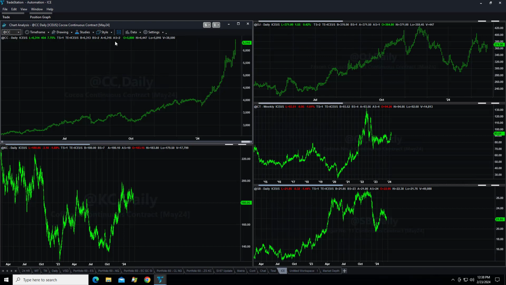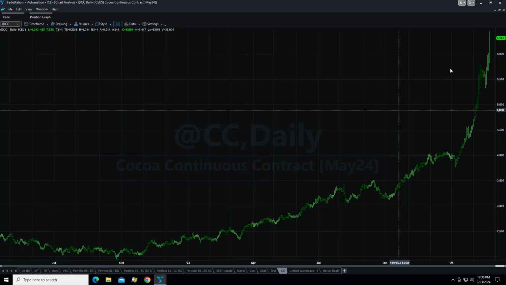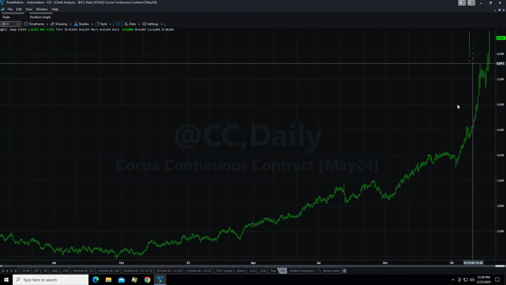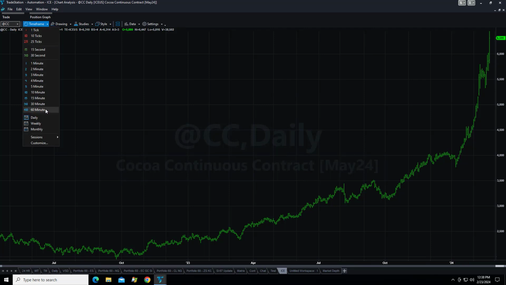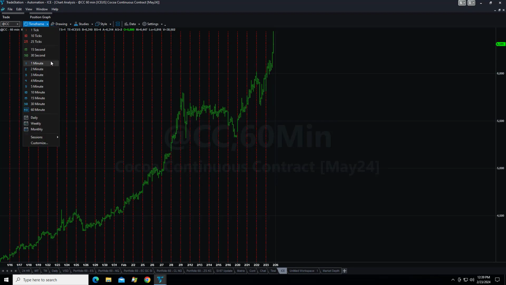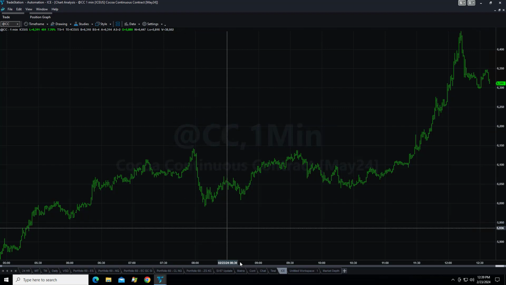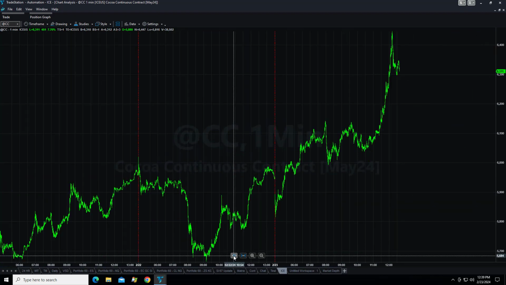Cocoa futures continue to be interesting. Take a look at cocoa, the daily chart, making new highs today, 7.7% on the day, and just a massive move. What does that look like on an intraday chart? Here is the 60-minute chart, and here is the 1-minute chart to look at cocoa futures.